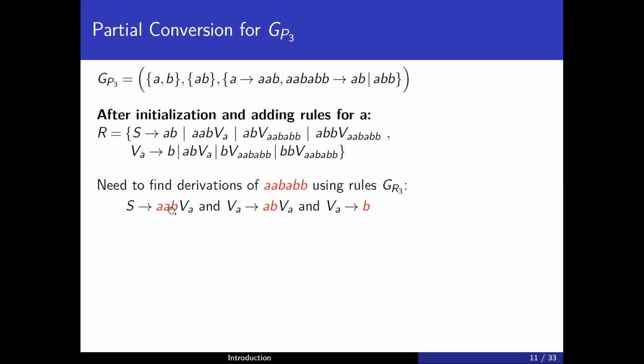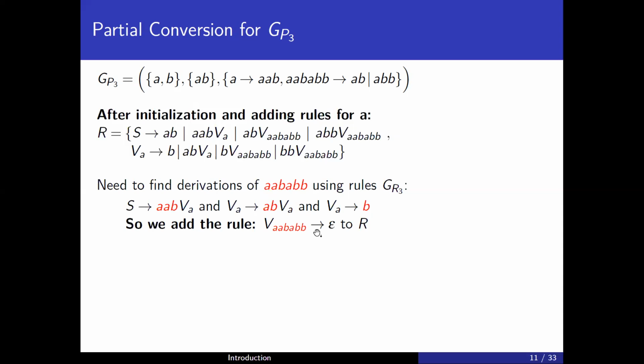Here we need to apply more than just one rule, so we always start with rules from the start symbol S. In this case, we take AAB, VA, which gives us the first part of the string. Then we can apply any of the rules that we added for the non-terminal VA. And so we'll apply these two rules, and at the end we've derived this whole string, and so we can go ahead and add the rule VAAB, ABB goes to epsilon.